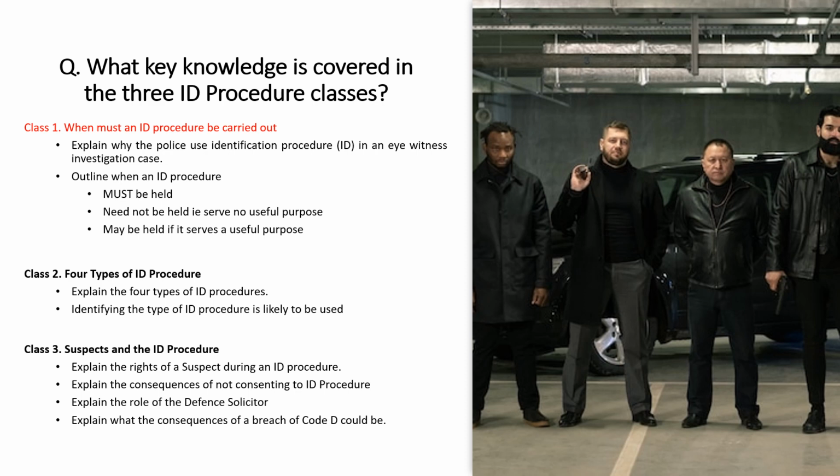In the other 2 classes, class 2, we're going to look at the 4 types of identification procedure, and in class 3, we're going to look at suspect rights and the identification procedure. So please watch all the classes in the identification procedure to get a really good understanding of this topic.